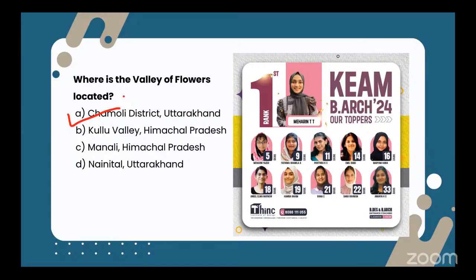All right. One more thing regarding UNESCO World Heritage Sites. Every year, UNESCO updates the list. In 2024, we got one very important, unique site: the Charaideo Moidams in Assam. So keep this also in mind.